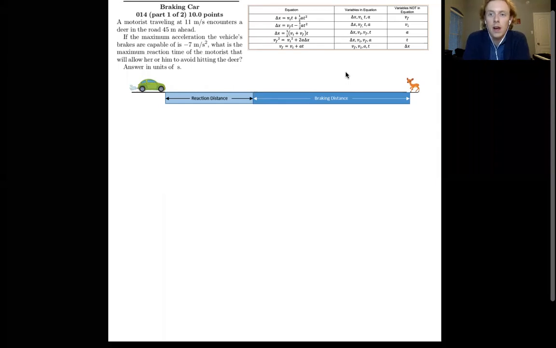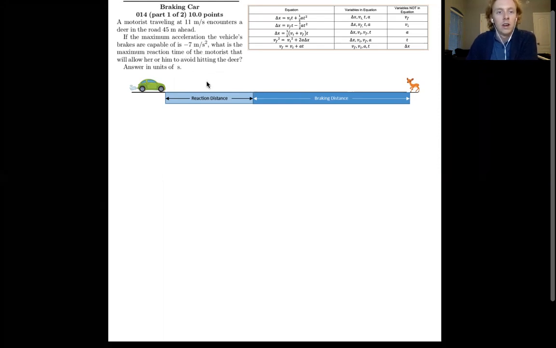Today we're going to be talking about how to go through problem number 14 of Quest homework number 2. So here's the problem up here. A motor is traveling at 11 meters per second, encounters a deer in the road 45 meters ahead. If the maximum acceleration that the brakes are capable of is negative 7 meters per second squared, what's the maximum reaction time of the motors that will allow him or her to avoid hitting the deer? Answer in seconds. Okay, so this is the problem we're working with.